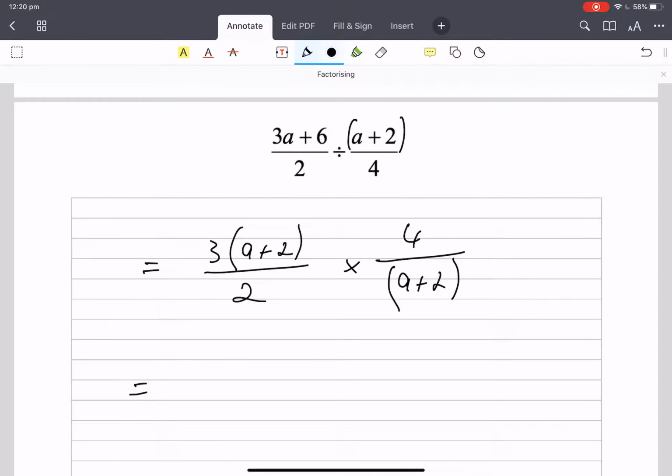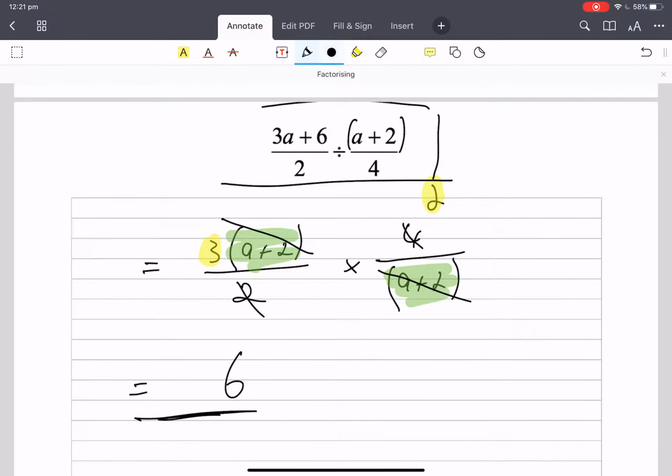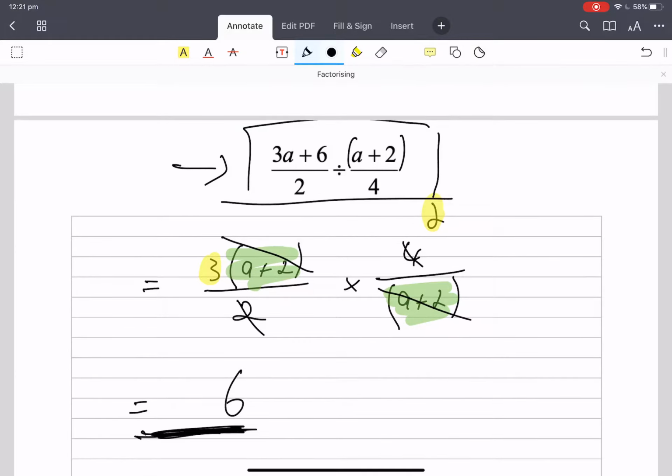Okay, just like last time, have you noticed that that bracket is the same as that bracket? So although I don't know what a plus 2 is, whatever it is, it's the same on the top and the bottom, so they can cancel. That 2 and that 4 can go. So the only thing left in the whole sum is there's a 3 on the top and a 2 on the top, and there's nothing on the bottom but 1s. So what's 3 times 2? 6. So I don't know what a is, but whatever a is, when I simplify that expression, I'm going to get the answer 6.